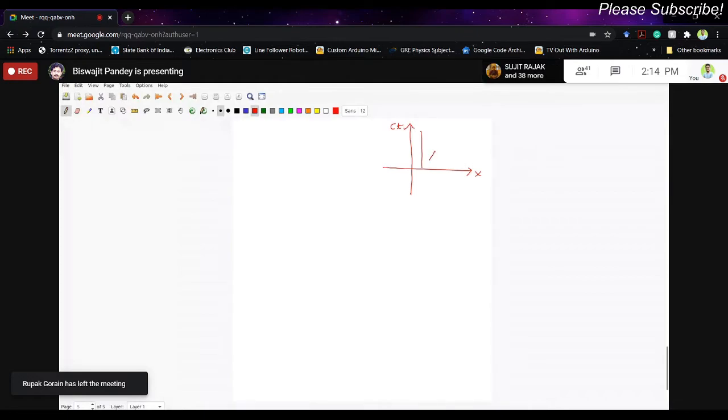Straight line. It should move in a straight line, right? That's the important thing. So then if I have an arbitrary world line, something like this, right?